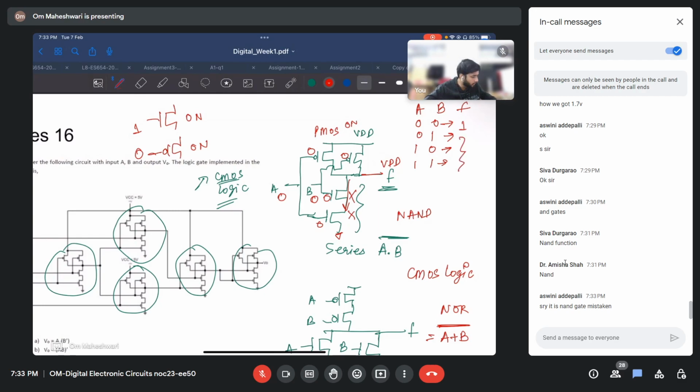Similarly, you can do the analysis for the other cases. You will get that this is a NAND function. Okay.